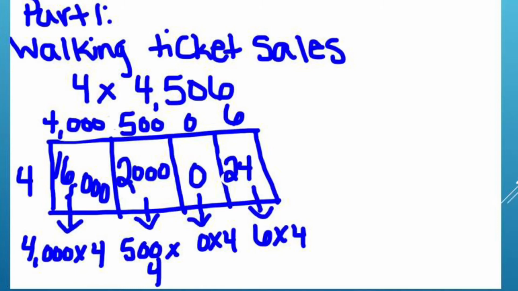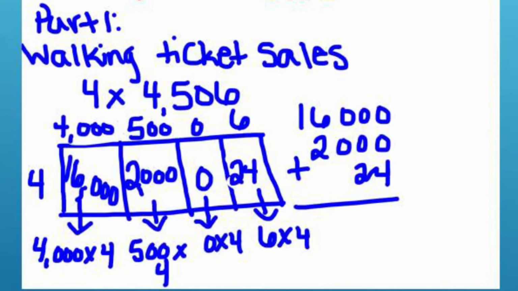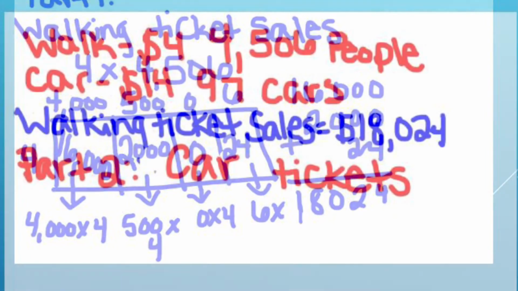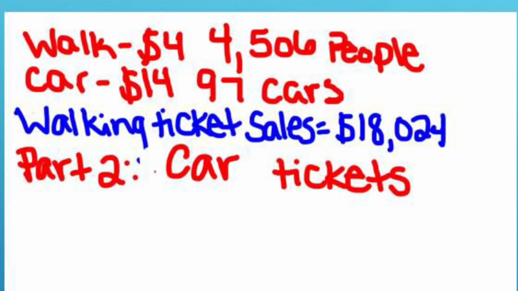I've broken 4,506 into expanded form, and then I multiply each place value by 4. I'm then going to add up my partial products. So I end up with 16,000 plus 2,000 plus 24. My total sales then for walkers was 18,024. So in part 1 of this problem, I found that the walking ticket sales was $18,024.